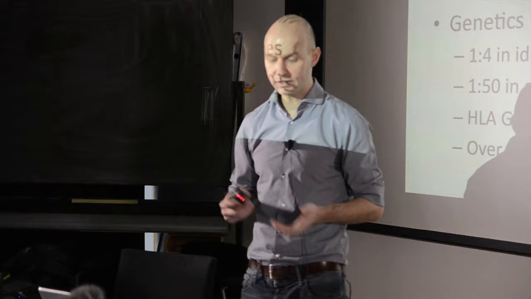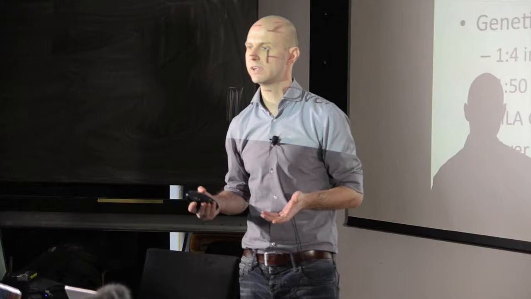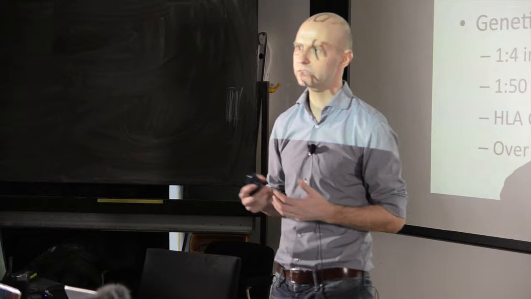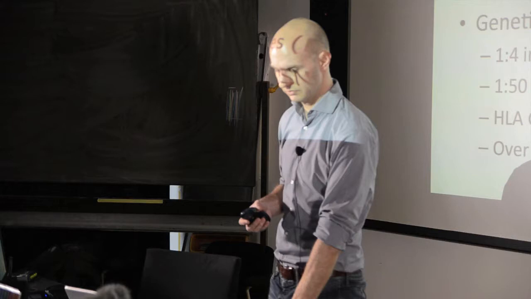Genetics is of course also an important point. So if you have an identical twin that has MS, your chance of getting it is 25%. If you're a child of an MS patient, then you have a chance of 1 in 50. A number of genes have already been identified that raise the risk for MS. And so again, MS is a multifactorial disease. Multiple sclerosis, what it should mean.